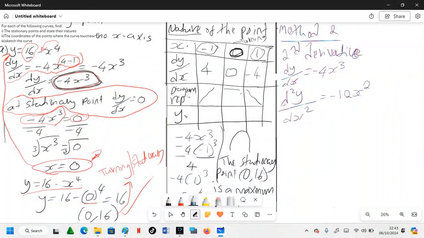And the value of x is 0. The value of x is 0. So we're going to have negative 12 times 0 squared, and therefore we're going to have 0.